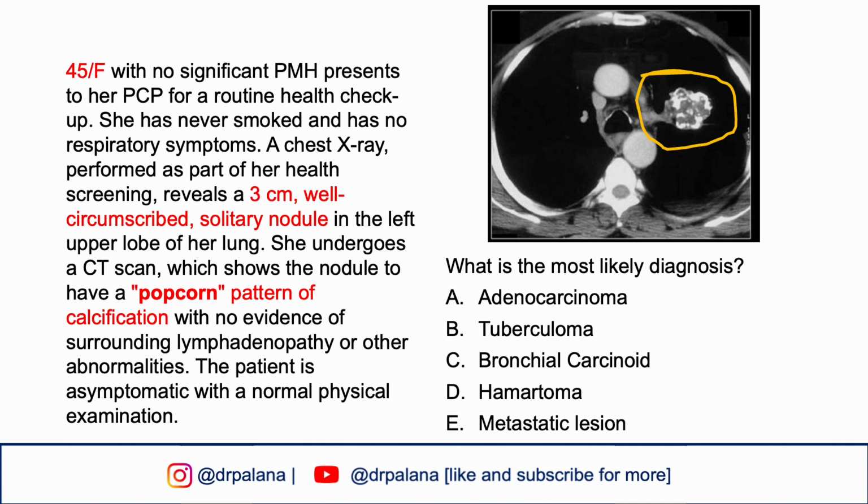The patient's lack of respiratory symptoms and risk factors for lung cancer, such as smoking history, along with the imaging findings, point towards a benign etiology rather than a malignant one, making adenocarcinoma, bronchial carcinoid, and metastatic lesion less likely. Tuberculoma is also less likely given the lack of symptoms, risk factors, and typical imaging findings for tuberculosis.